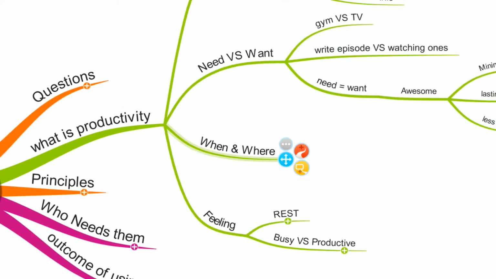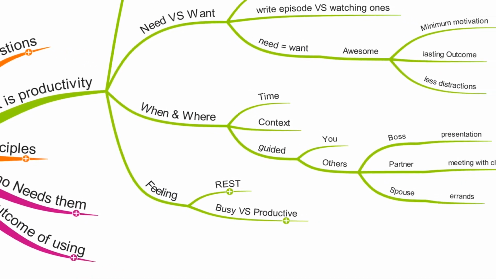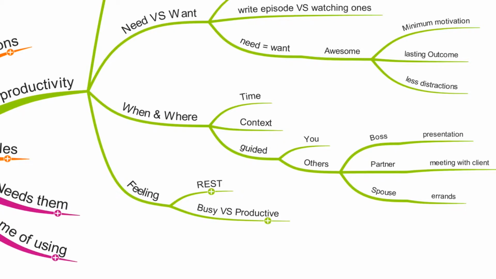Second and third elements are when and where. So this is regarding the time and context. So doing what you need to do has to be in the appropriate time and context. And this is guided by either you or others. You can choose the time and context that is best for the things you need to do, like creating a business, drafting your blog, maintaining your car, etc.